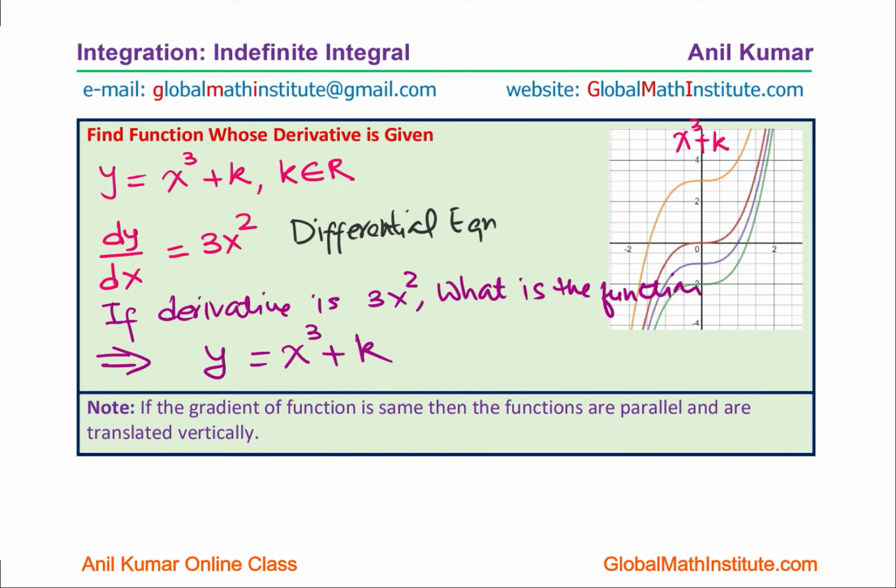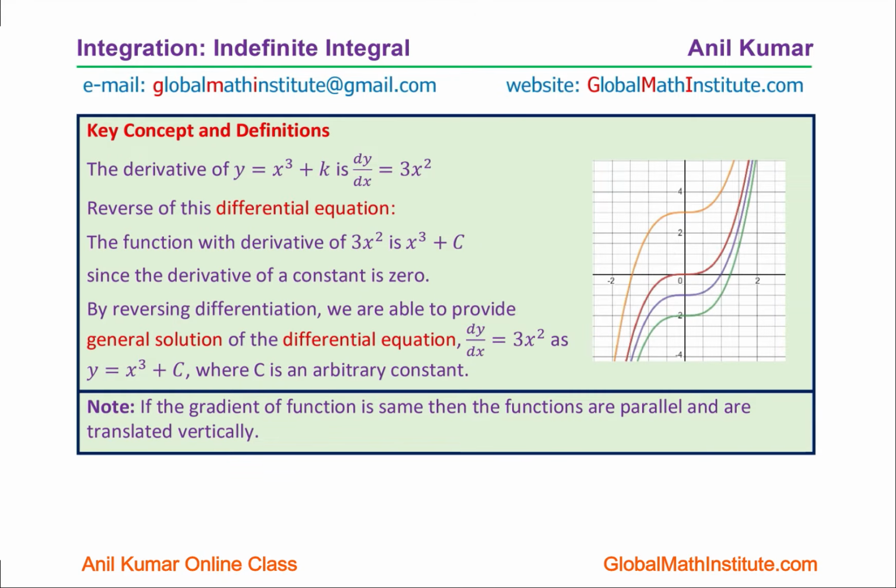You get the idea. Let us summarize these key concepts. What we have learned just now is that the derivative of y equals x cubed plus k is dy/dx, which is 3x squared. Reverse of this differential equation, the function with derivative 3x squared is x cubed plus c. That constant we'll now call capital C, since the derivative of a constant is 0. That is the reason why we have such a situation.